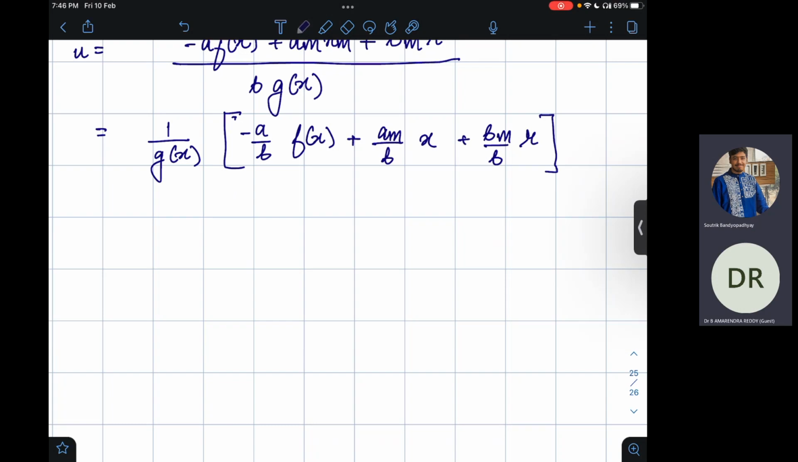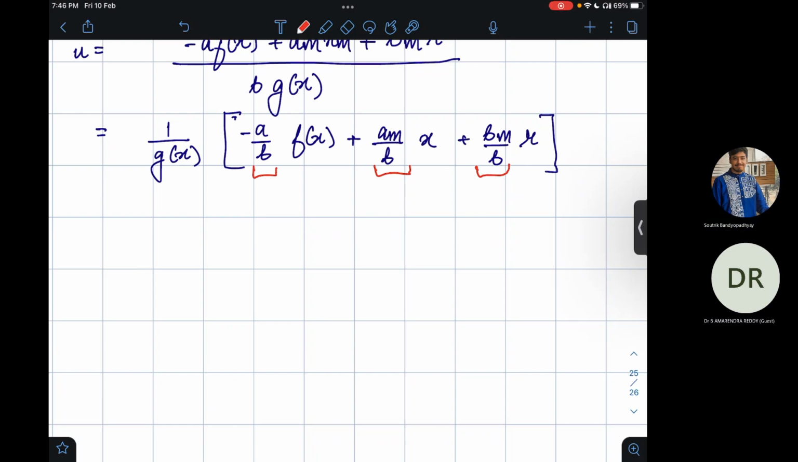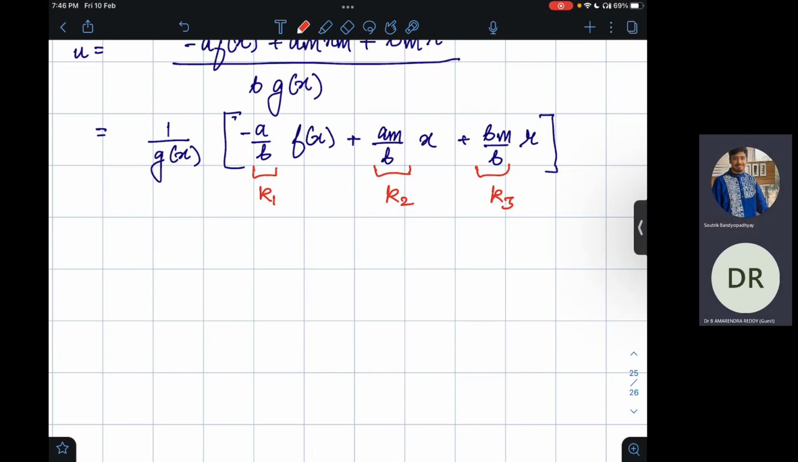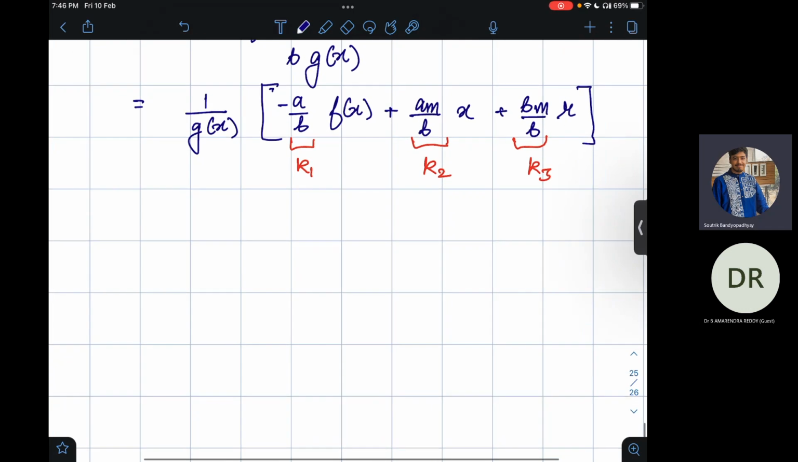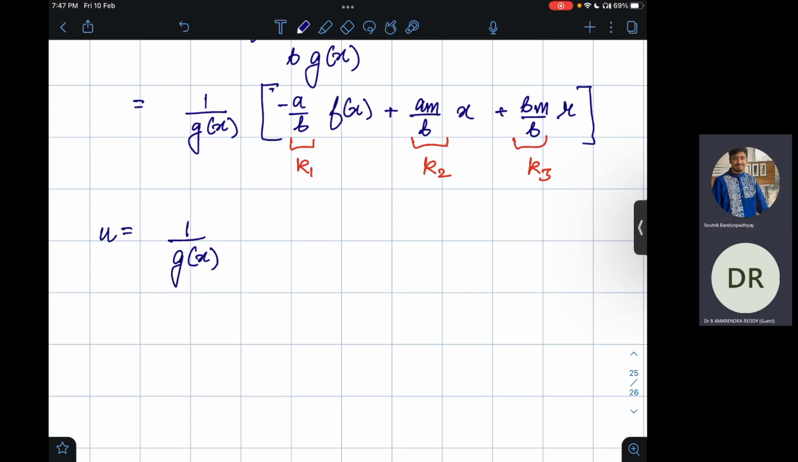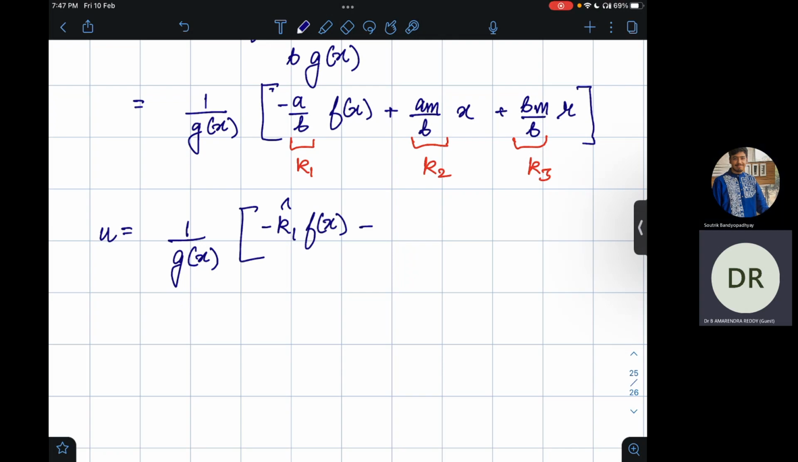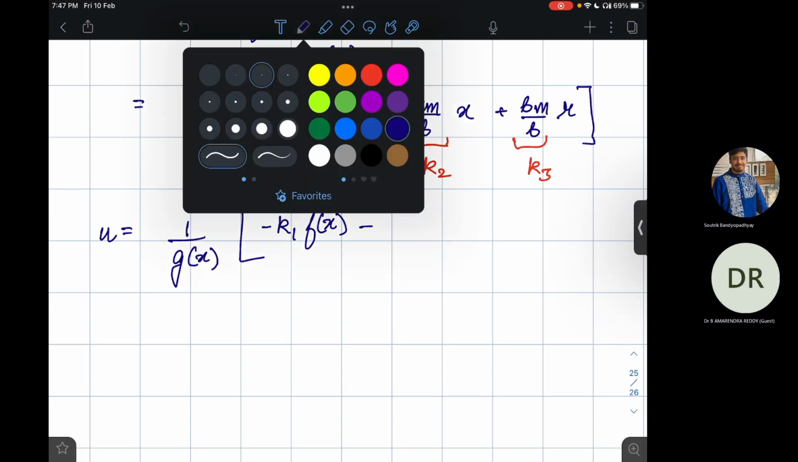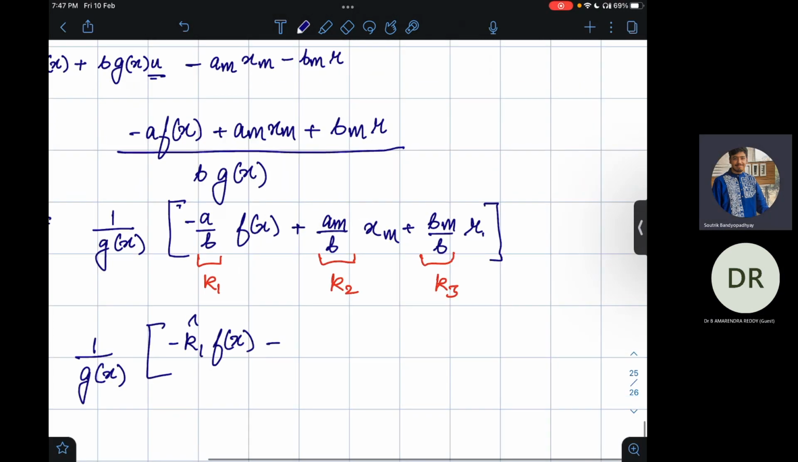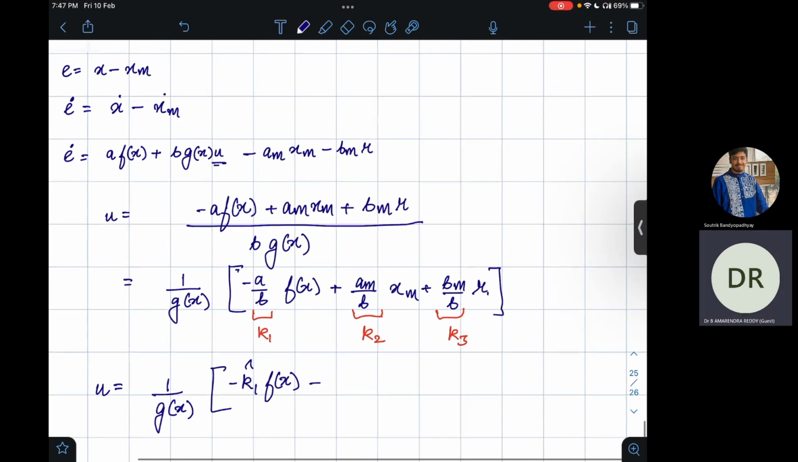Now these three are unknown to us: this is unknown, this is unknown, and this is unknown. So we can write K1, K2, and K3. Since these were unknown, we can define a certainty equivalence controller: 1 by gx times minus k1 hat fx, minus k2 hat times x, minus k3 hat times r.